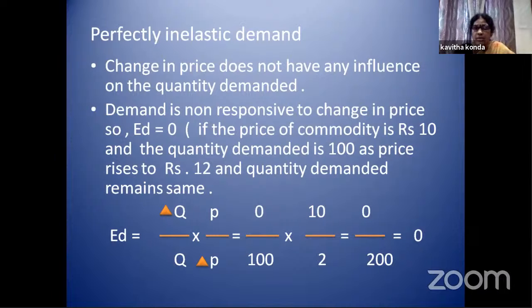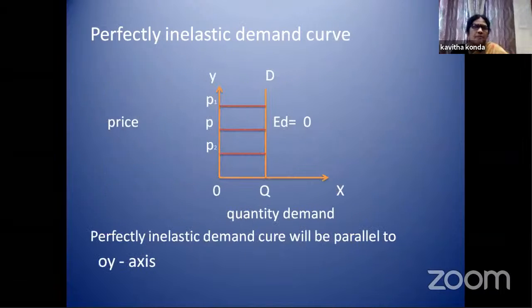With the change in the price, whether the price increases or decreases, the responsiveness in quantity demanded is 0. That's why ED is equal to 0, which can be represented in this curve, the perfectly inelastic curve. In the perfectly inelastic curve, the demand curve will be parallel to the OY axis. In perfectly elastic demand, what happened? It is parallel to the OX axis.